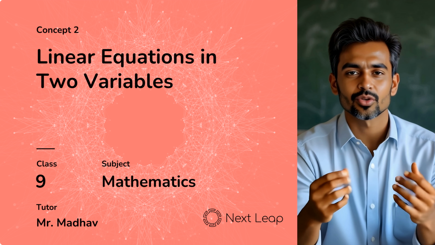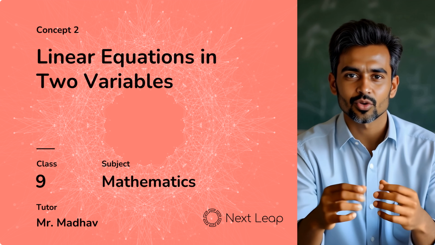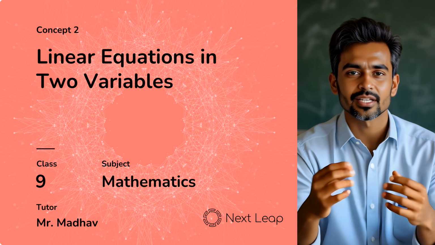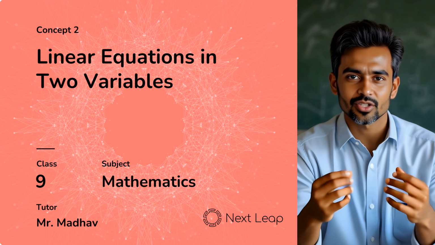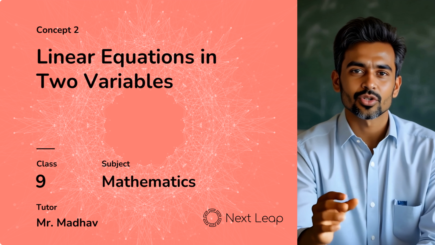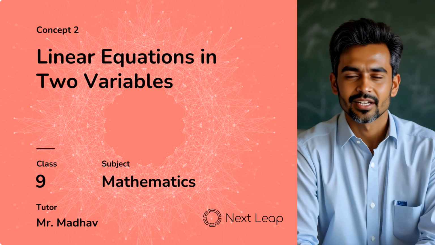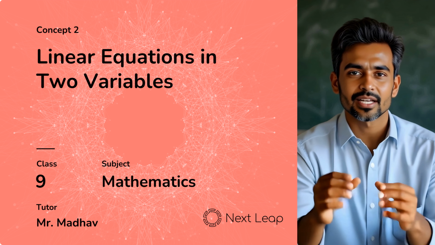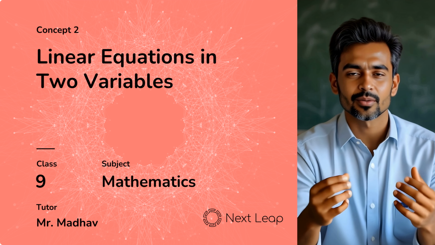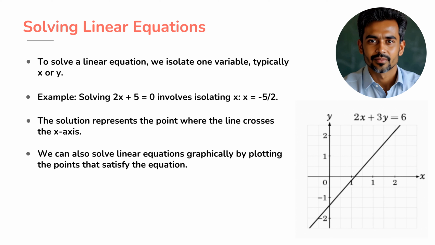In the equation 2x plus 5 equals 0, you'll notice that x is the only variable and the equation is linear. The solution here is straightforward: x equals -5/2. This tells us that the value of x that makes the equation true is -5/2. Simple, right?